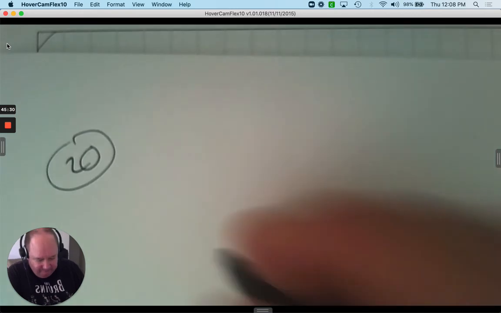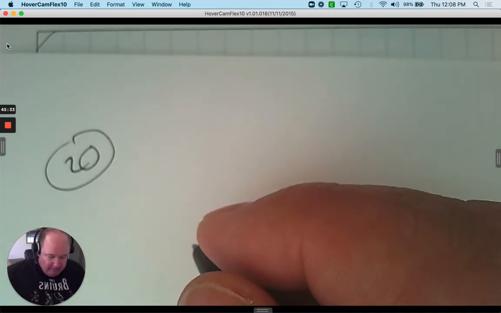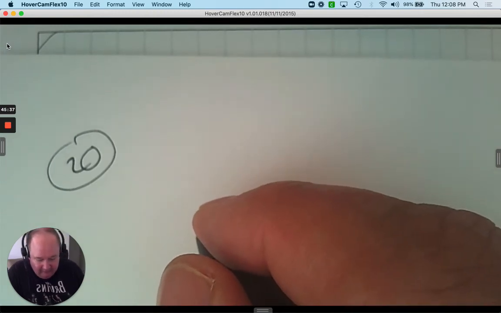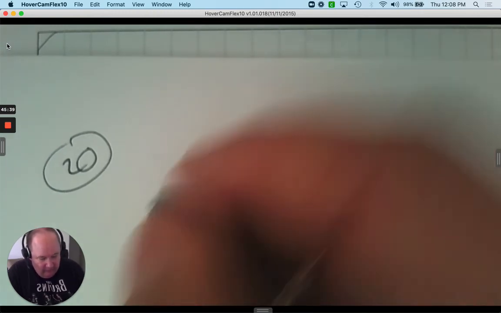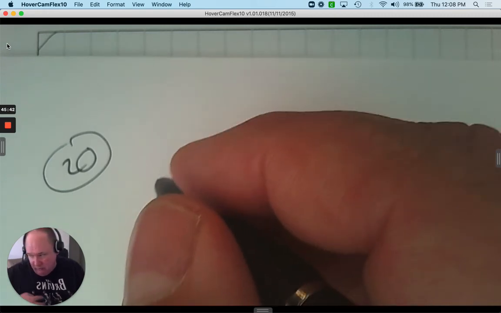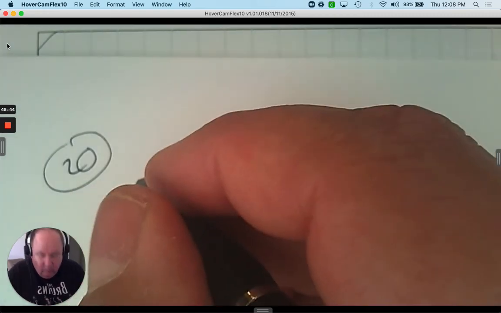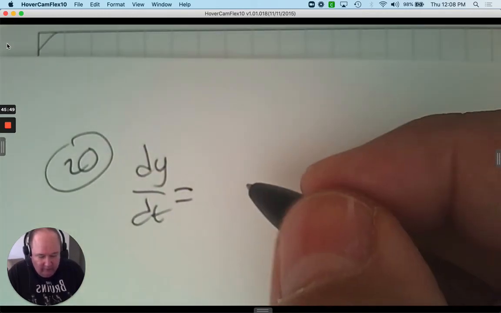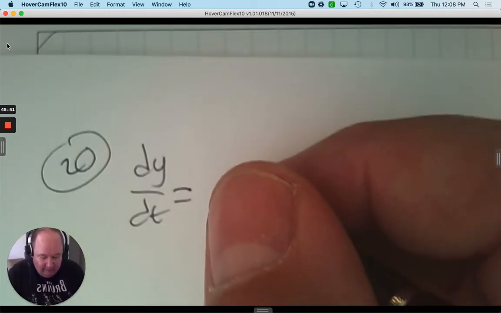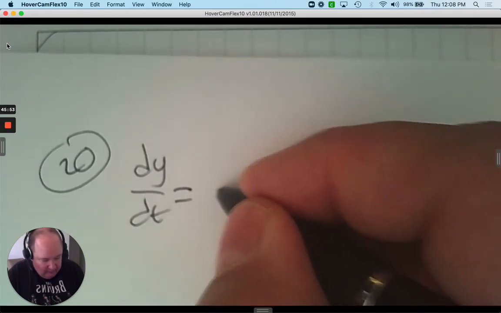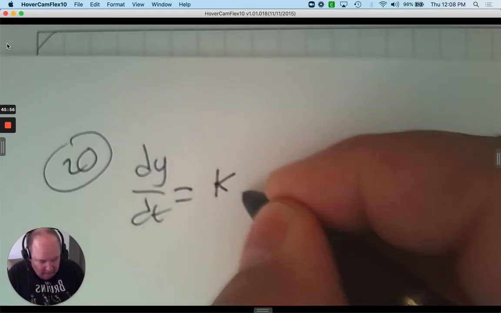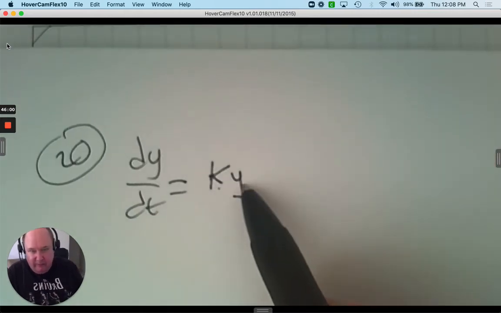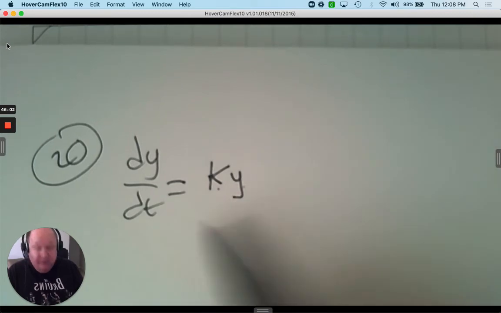Number 20. The rate of growth of a bacteria is proportional to the number of bacteria present at any time t. So if y is the number of bacteria, the rate of growth would be this. And it says it's proportional to the number of bacteria present. So the number of bacteria present is y, so it'd be k times y. That's the diffy-q. So it's proportional to how many there are present at any time. So that's it right there.